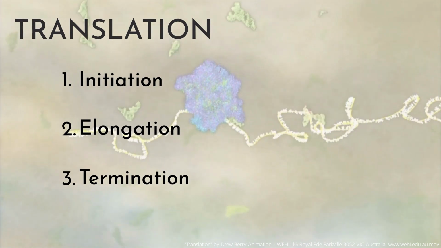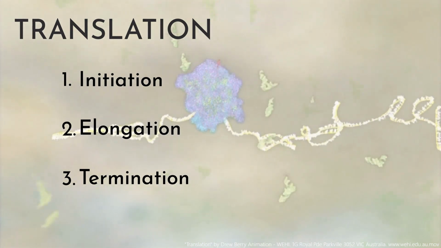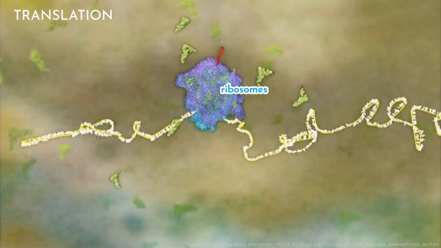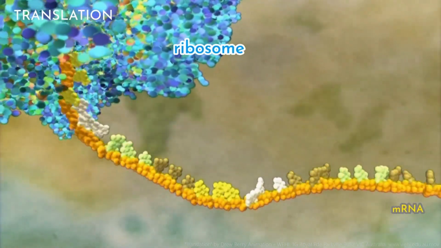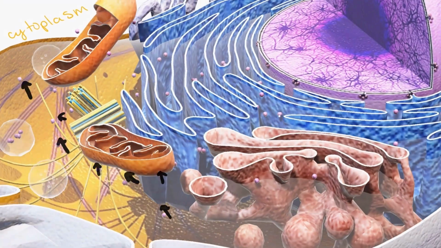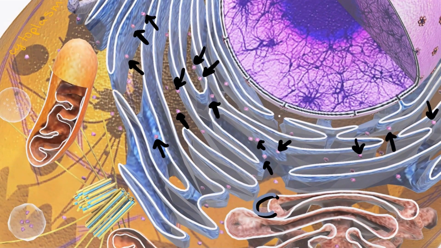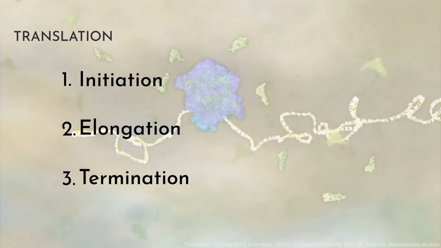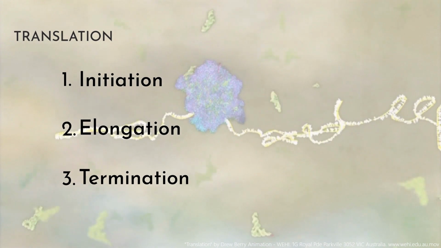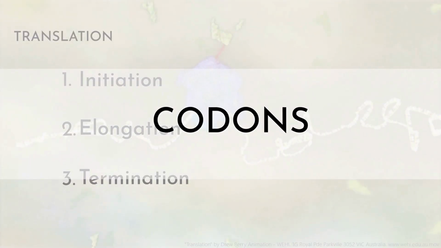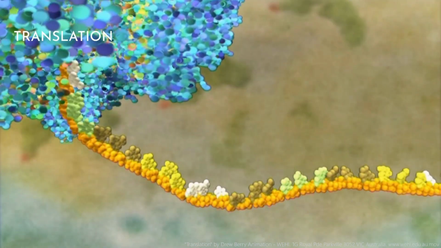In contrast to transcription, though, the process of translating mRNA into proteins takes place within ribosomes, which, if you remember from our previous discussion, can either be found free-floating in the cytoplasm or attached to the rough endoplasmic reticulum. Now, to understand these 3 steps of translation, initiation, elongation, and termination, we must first break down the definition of a new term, codons. Codons are basically nucleotide triplets.